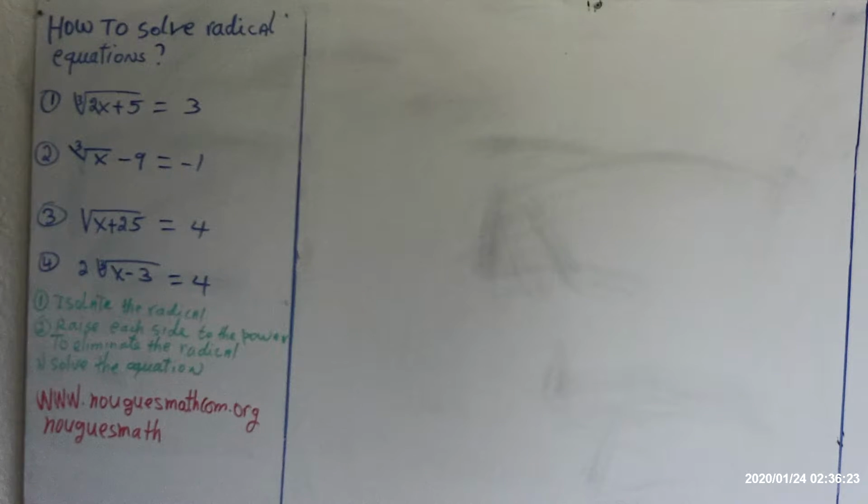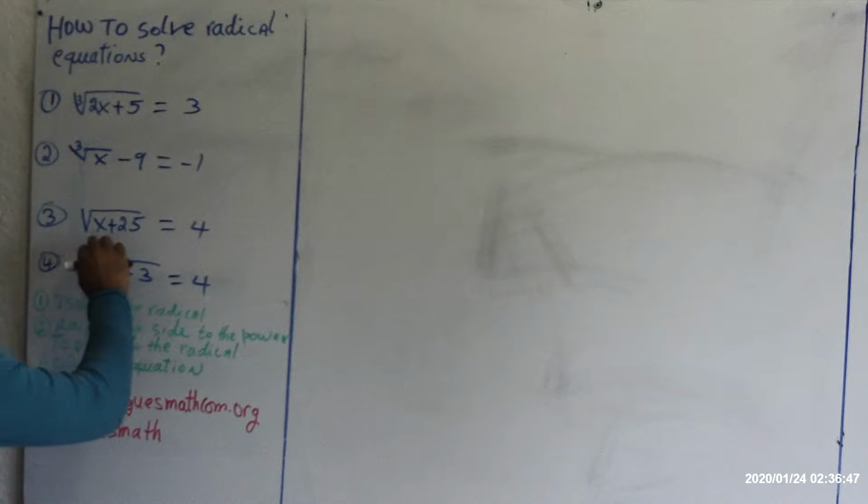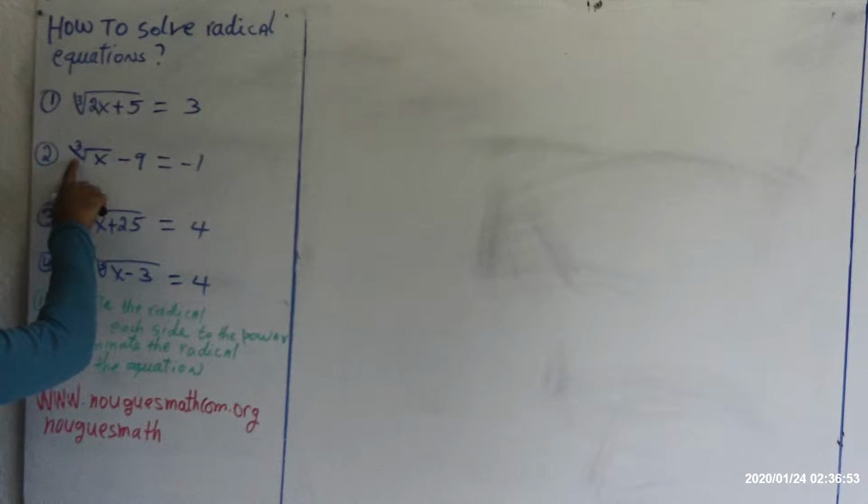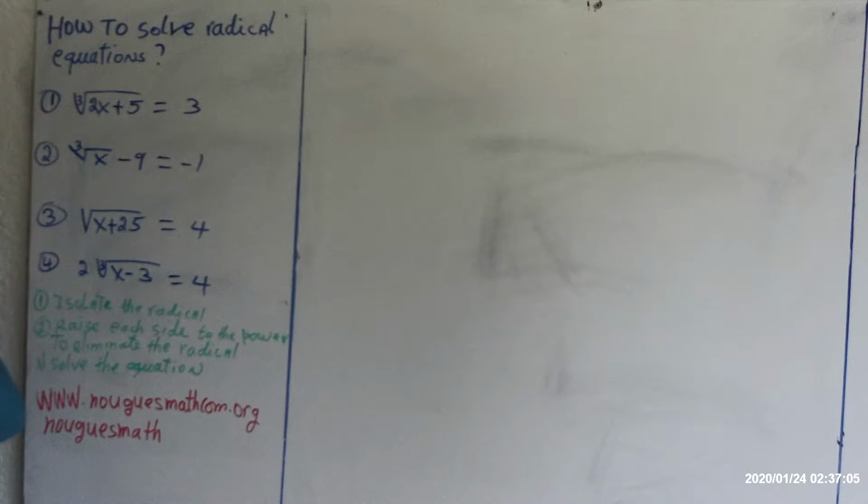So, the first step to solve a radical equation, you need to isolate the radical sign. Okay, isolate. Second, you have to raise each side of the equation to the power. When we say to the power, let's say here it's power 2, so we're going to raise each side to the power 2. If that is, for example, 3 right there, we should raise each side to the power 3 because we have 3 right here. Okay, so that's simple.